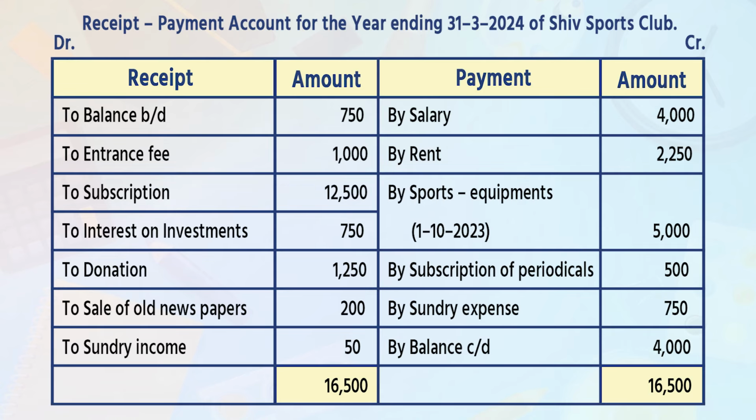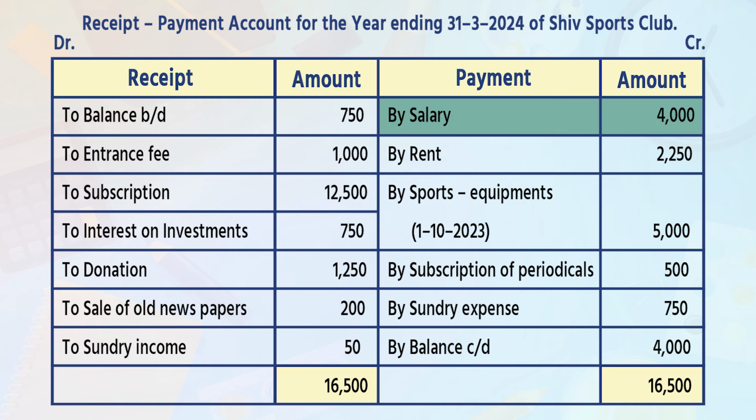Now prepare the receipt and payment account for the year ending 31st March 2024 of Shiv Sports Club. Two columns we have to prepare, receipt and payment. In that we will see opening balance is given, that is balance brought down, entrance fees, subscription, interest on investment, donation, sale of old newspapers, sundry income, and the total of the receipt side is 16,500.